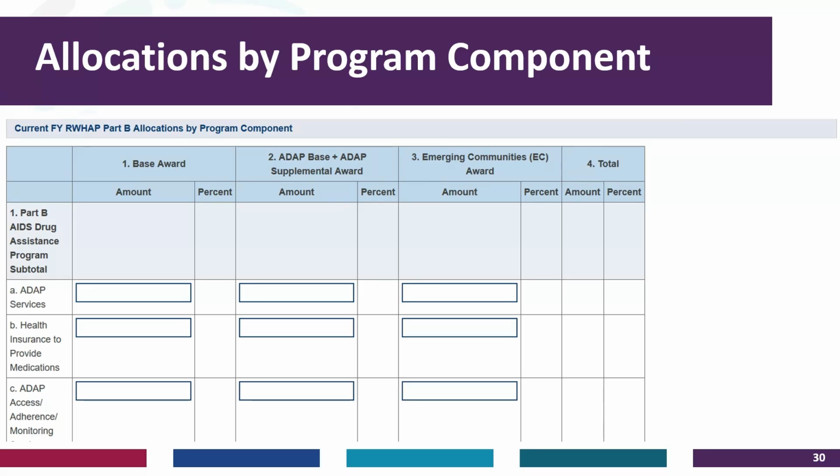We're going to walk through each of the rows here, starting with allocations for ADAP. So ADAP services, ADAP health insurance, and ADAP access, adherence, and monitoring services. So you'll enter the amount from each award type allocated for each of those ADAP services in the appropriate field.